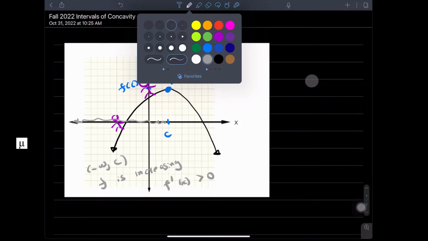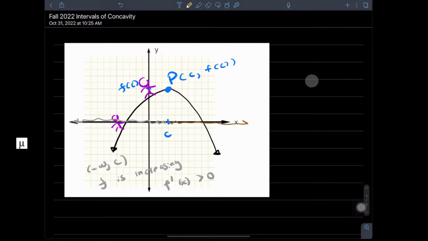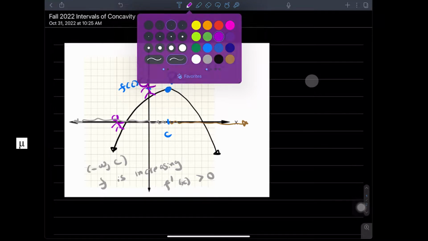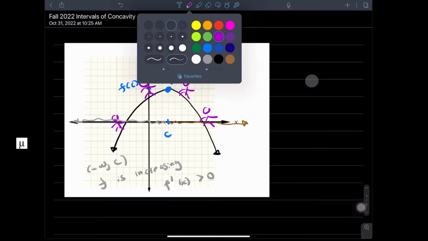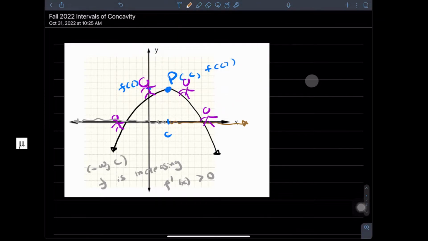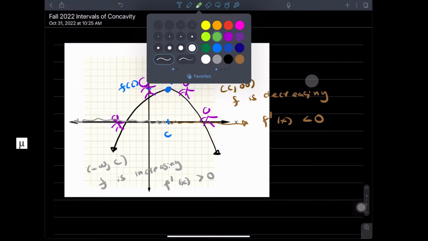And then what about over here? What are you doing now after C? You continue the walk from left to right. What do you guys notice about that in gold? F is what? And what interval? That's from C now to infinity. F is decreasing, right? Okay, and that first derivative will be what again? Negative. Is that true? So I just want to point this out with this picture.